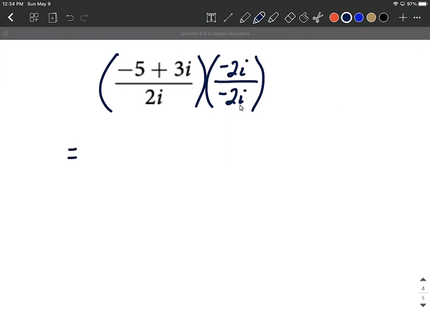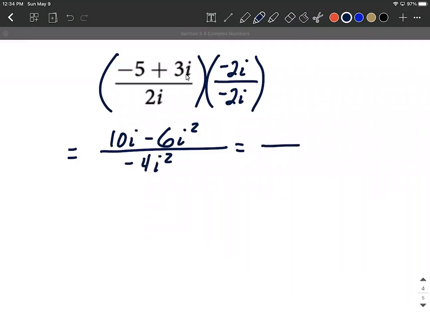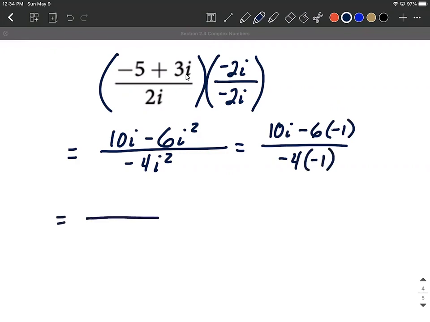A little bit of distributing for our numerator. So we can say negative 2i times negative 5 is going to be positive 10i. Negative 2i times positive 3i is going to be negative 6i squared. And for our denominator, we have 2i times negative 2i, which is going to be negative 4i squared. For each one of these i squareds, we can replace them with negative 1s. So 10i minus 6 times negative 1, and negative 4 times negative 1.